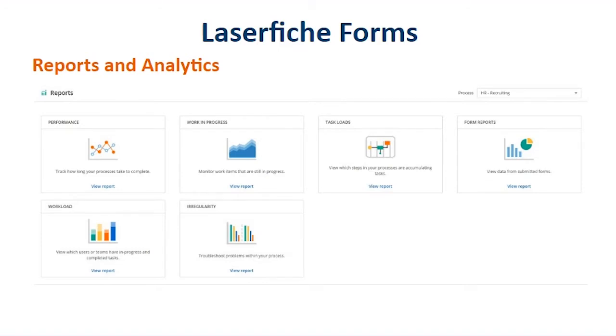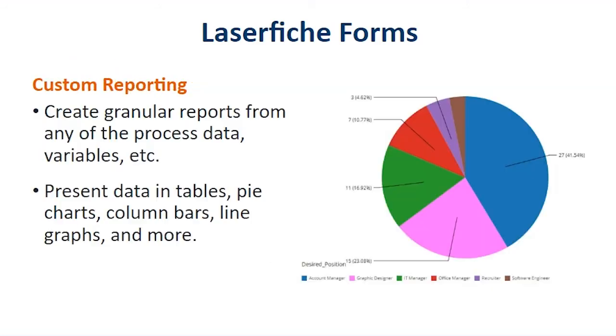Workload reports allow organizations to view which users or teams have the most in progress or complete tasks. And finally, the irregularity report shows process administrators or business analysts which tasks from a process have been suspended or terminated, and the number of times that's occurred. So if there are issues with your process, you can learn more about them here and get a head start on your troubleshooting.